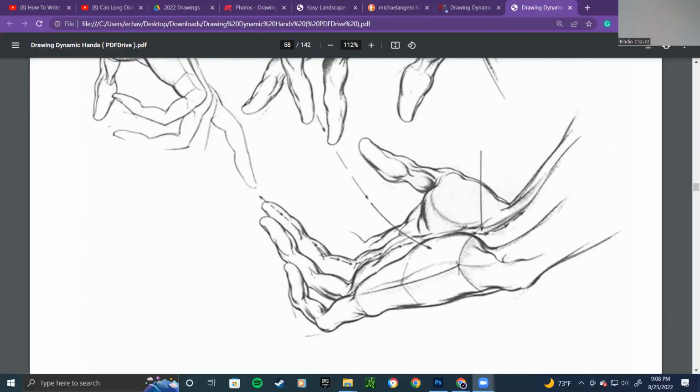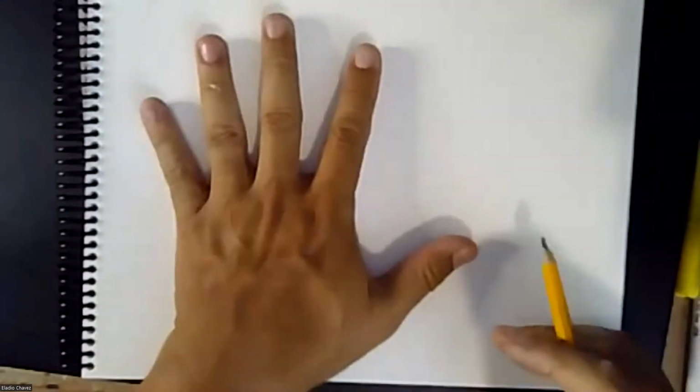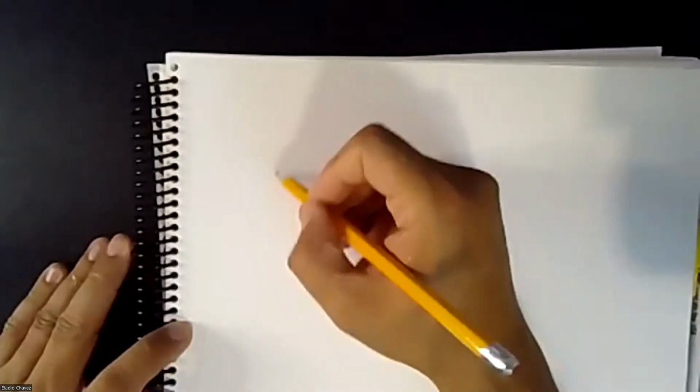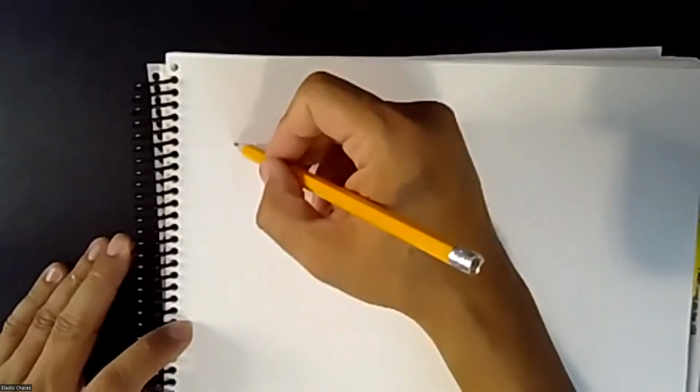All right, here we go. Let me zoom out. Let's draw this hand. So first thing I see, and I didn't break it down, but I see the triangle, this triangle here. Now, before I actually start drawing this hand, let's take a look at hands. So there's two parts that I was mentioning, right? There's the palm, and then there's the fingers.